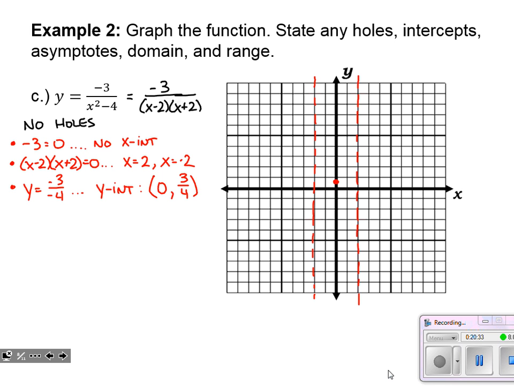Big X test. This one's a no-brainer. Looking at our original function, we've got a degree of 0 in the numerator and a degree of 2 in the denominator. So that denominator takes this function over.